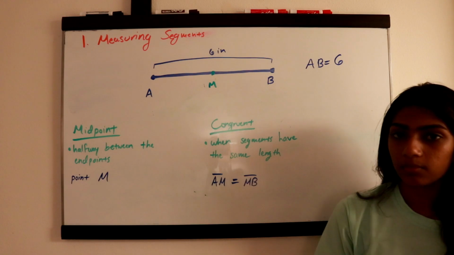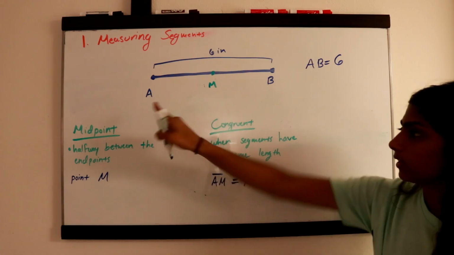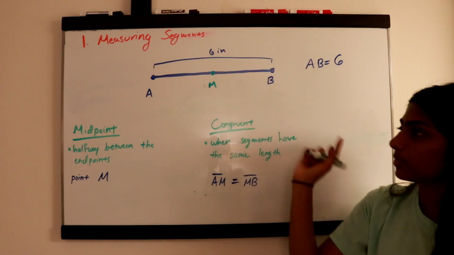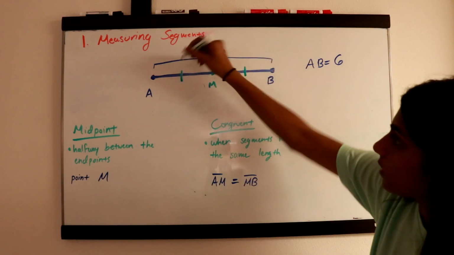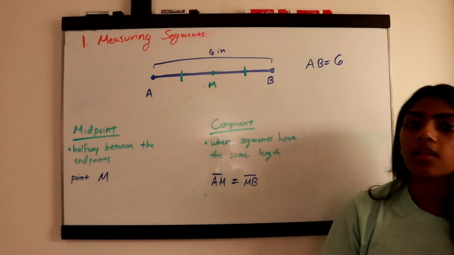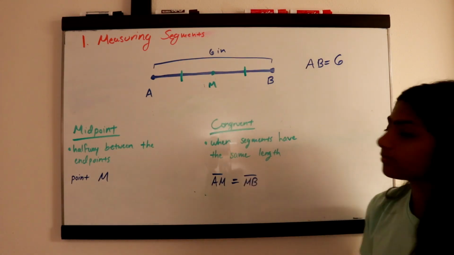Now congruent segments are when segments have the same length. So if you look right here, line segment AM and MB are congruent because they're equal to each other. And we can write that on the line by using these dash marks. So when they both have the matching dash marks, that means those two segments are congruent.